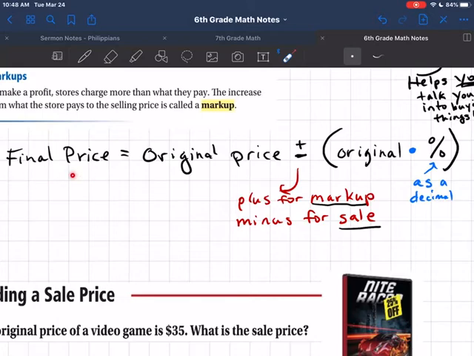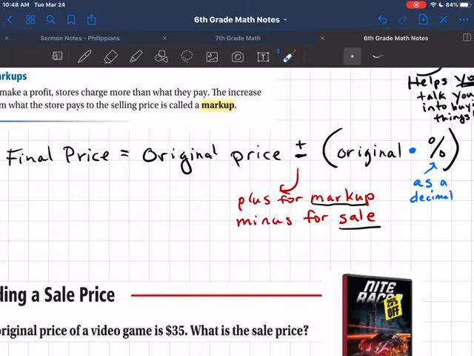markup, that final price is equal to the original price, or another way of thinking of original would be the price you paid. And then you're going to either add or subtract. This plus or minus, that's what this symbol means. It's a mathematical term that means you either add or you subtract. Plus is for markup, minus is for sale. We already talked about this.